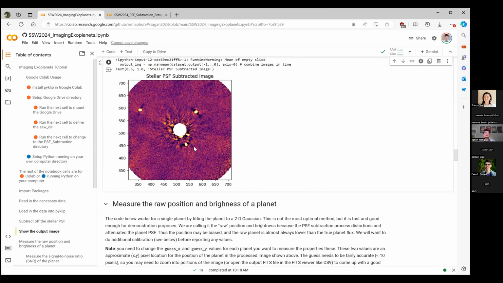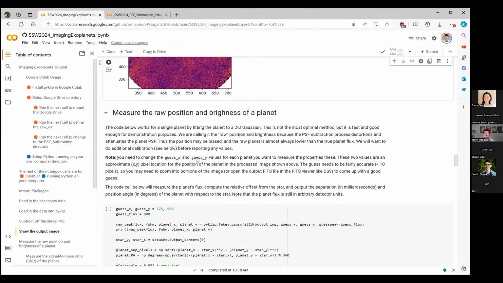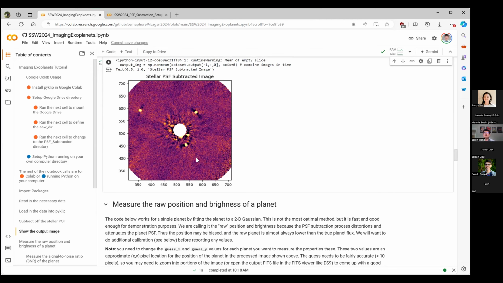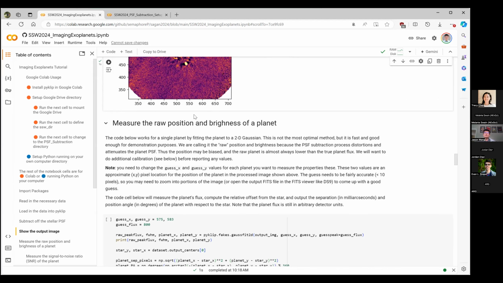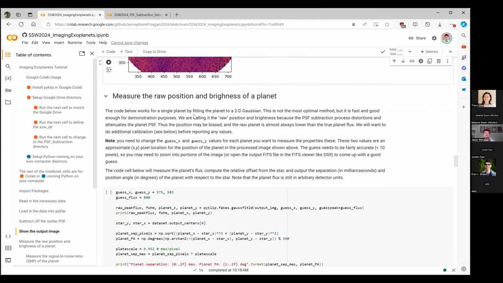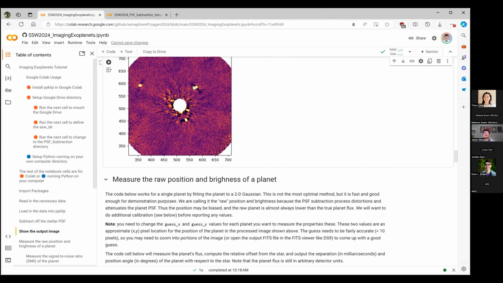Once we do that, the next thing we're going to do is show how we can measure the position and flux of a planet. I think we're going to do it on this planet out here. This is called Planet C, HR 8799C. This is where I think someone asked the question about inspecting the images. If you were to do it for any other planet other than C, you will need to change some numbers here.